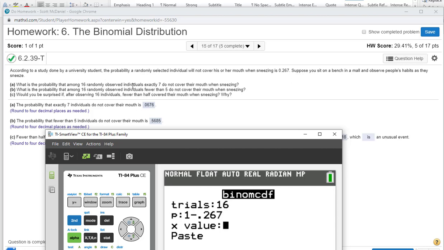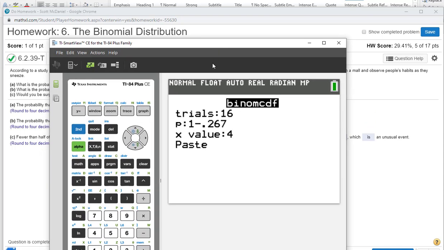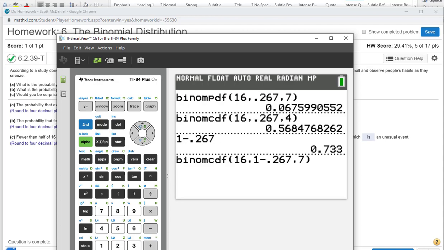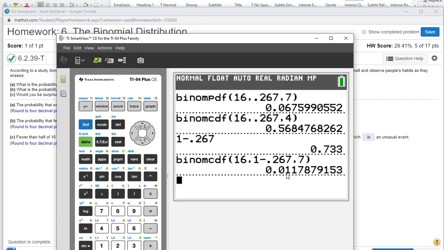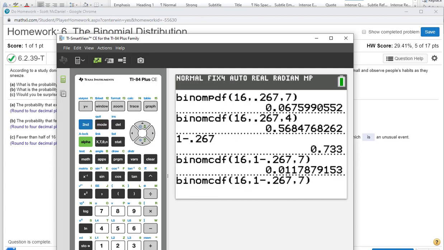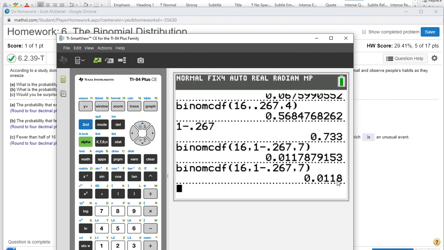Cover their mouths. The first two asked for not covering, so I was fine using this probability. So we have to be careful that we're actually using the probability that they give. You sometimes have to flip it. And we said fewer than half is exactly the same as 7 or fewer. And we get exactly the same thing, 0.0118. And again, we could have had the calculator be rounding this whole time. If you're going to be doing a bunch of them, it looks like they're all being rounded to 4 decimals. We could have done that, and have it round for us automatically. So I hope that helps.